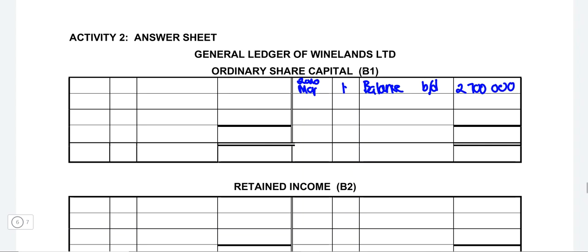Then we say our balance brought down, which is 2,700,000. And remember, this ordinary share capital is an owner's equity account, so it increases on the credit side and it is reduced on the debit side. Hence you see the opening balance being on the credit side. Okay, I hope you get that. Let's go to the second account.